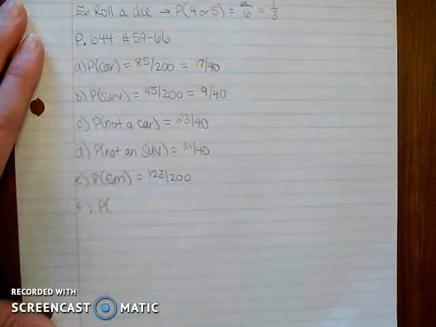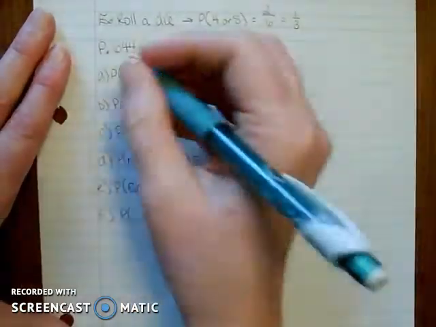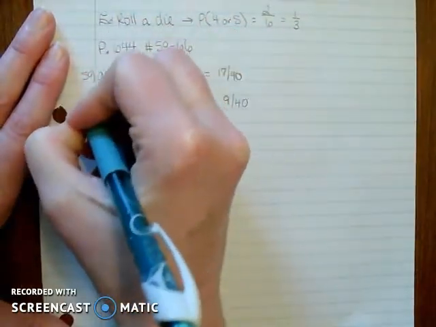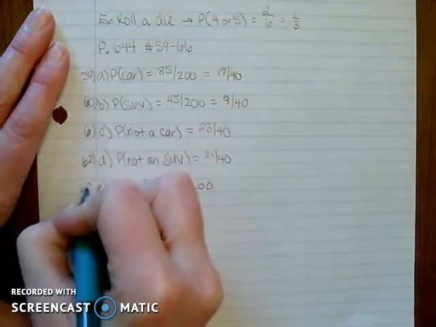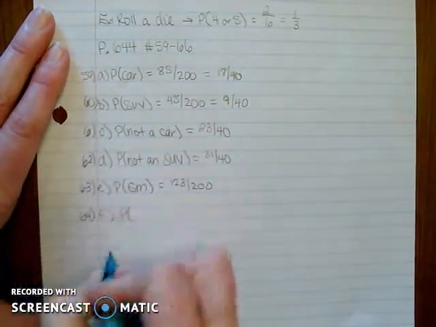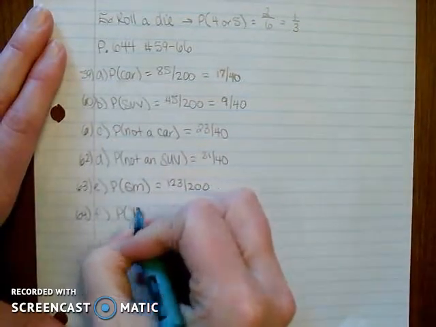F. Oh, what am I doing? This is not A, B, C, D, E, F. Oh, wow. Sorry. Hopefully you're all right. 59, 60, 61, 62, 63, 64. So 64 says probability of a Toyota.